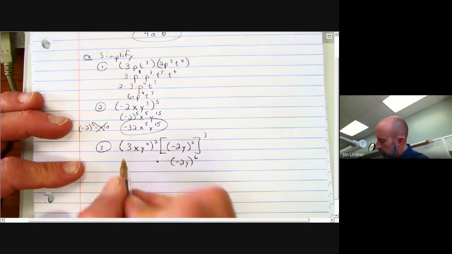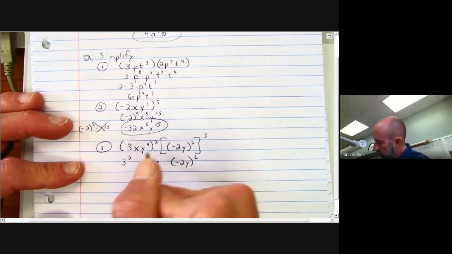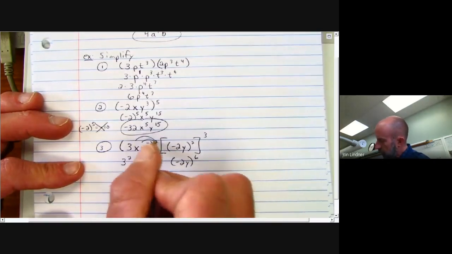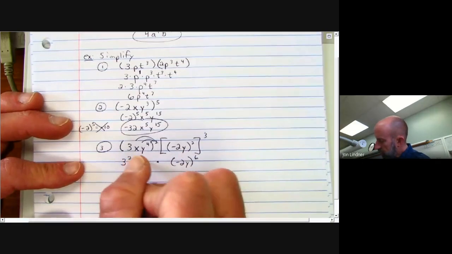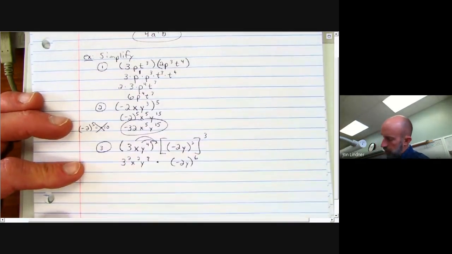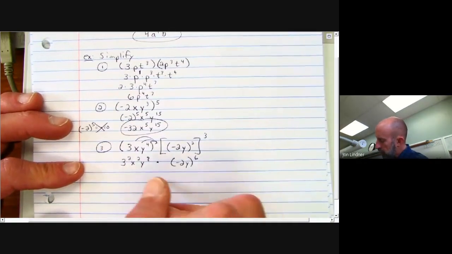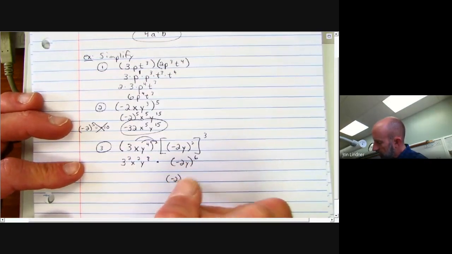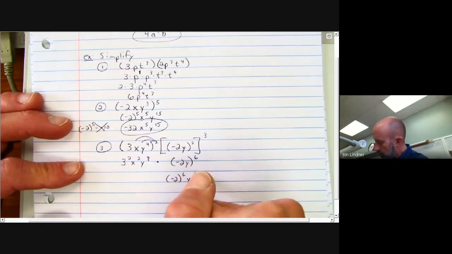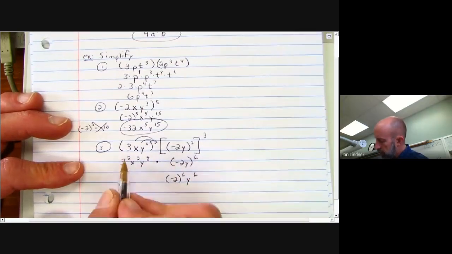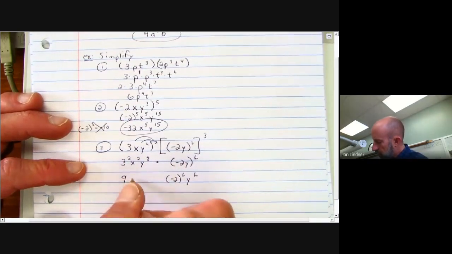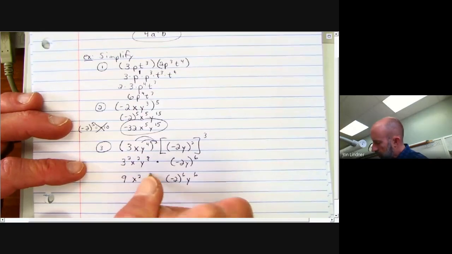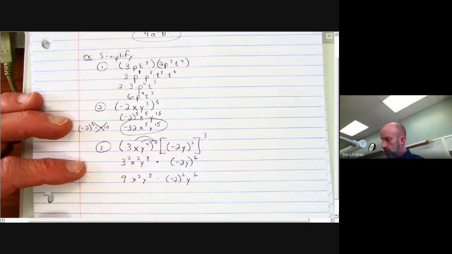So I'm going to clean this up first. This is 3 to the second. I've got to apply it to everything. X to the second, y to the eighth. All right. And so now I've got to apply the sixth power to both of these. This is negative 2 to the sixth, y to the sixth. This 3 squared is 9, x squared, y to the eighth, times this thing.